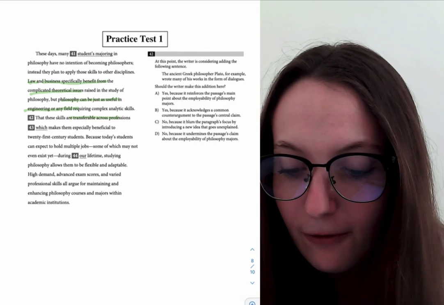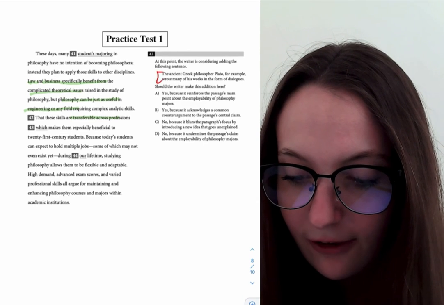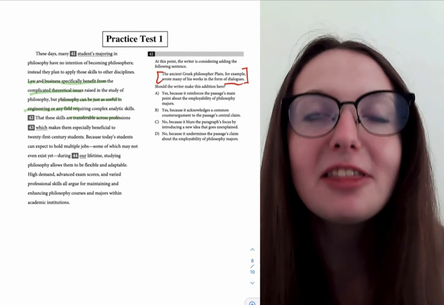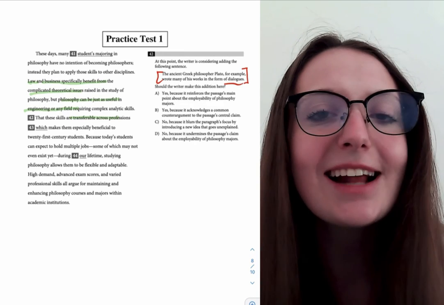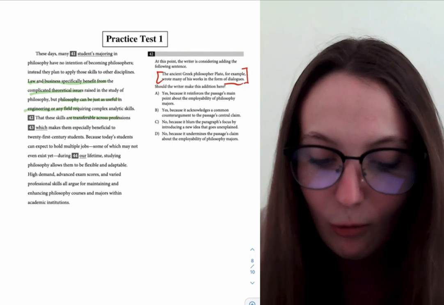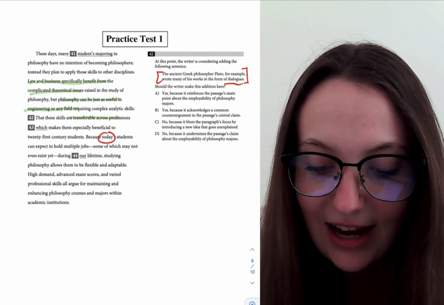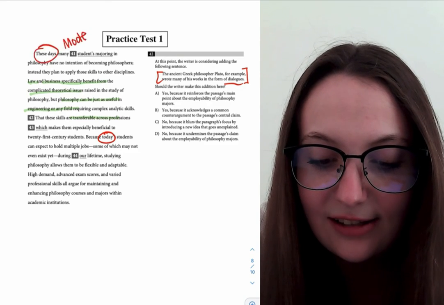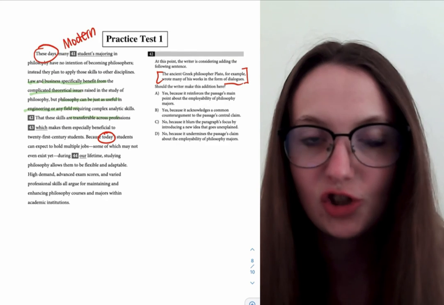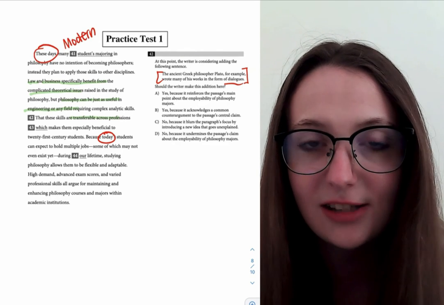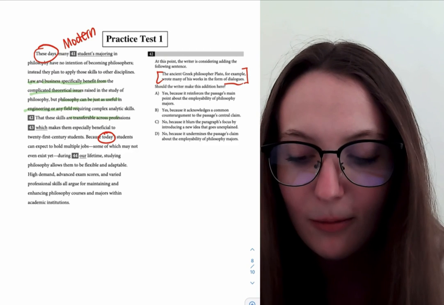All right, so for number 42, this is talking about Greek philosopher Plato writing his work in dialogues. Yes, he's a philosopher, but that has literally nothing to do with the fact that we're talking about the modern world. Look, it says because today's students, we're talking about these days. So this doesn't quite fit in with the general gist of the paragraph because we're talking about modern times and how philosophy is useful to our modern corporate world.